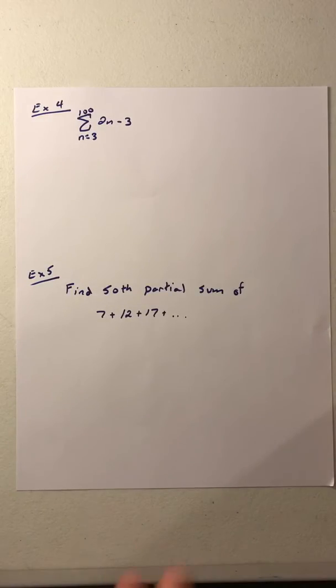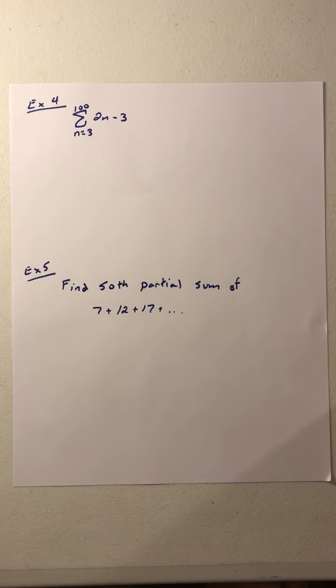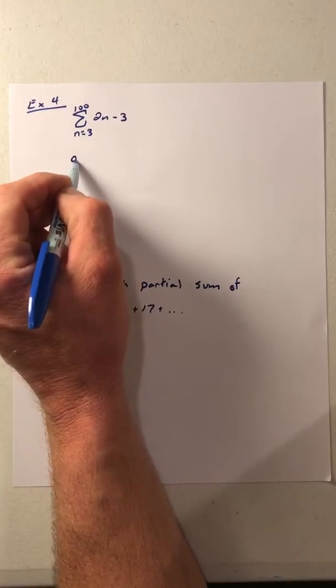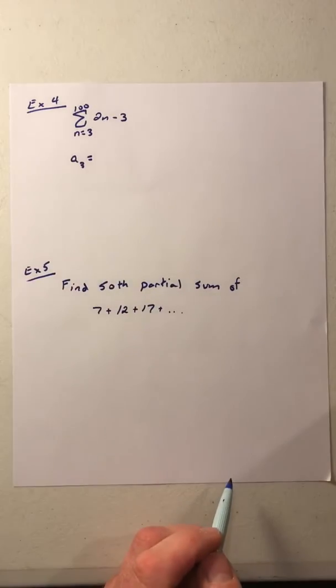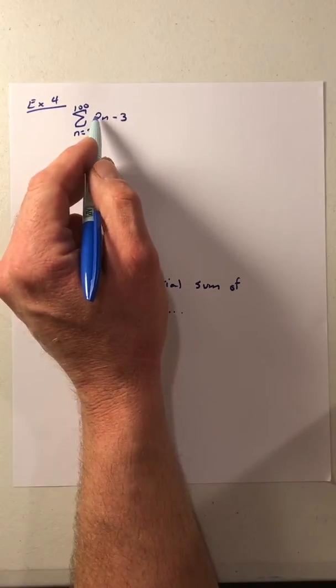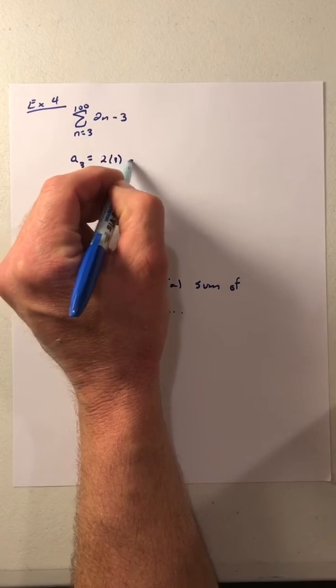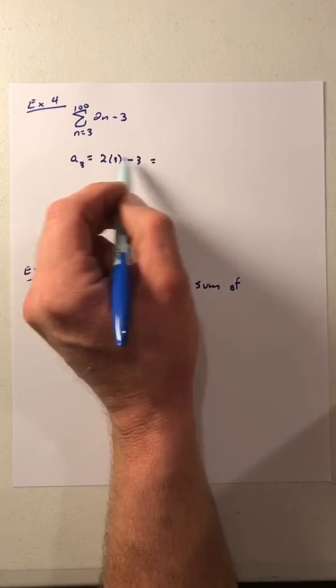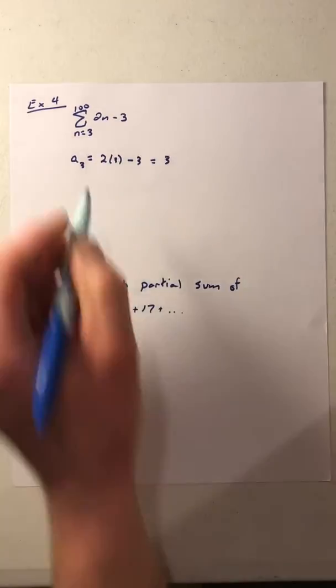And a couple more examples here. Example 4, we know that we're given the sigma notation again. Here, n equals 3 is our starting point, and we're going to go to 100 of 2n minus 3. Again, we know that it's arithmetic because it's a linear function. So I can find my first term. My first term in this case is a sub 3. Plugging my 3 in, we end up with 2 times 3 minus 3. So 2 times 3 gives me 6 minus 3, or 3.